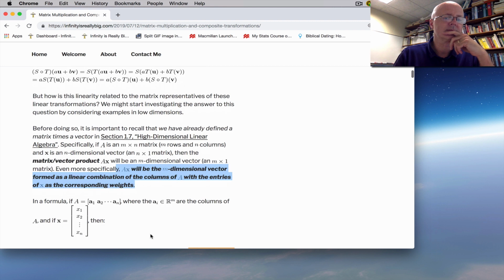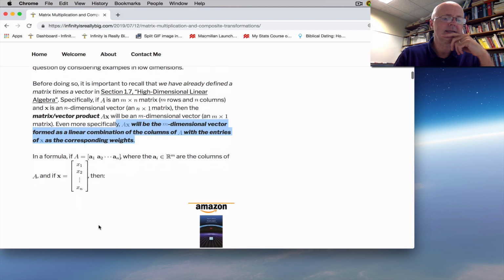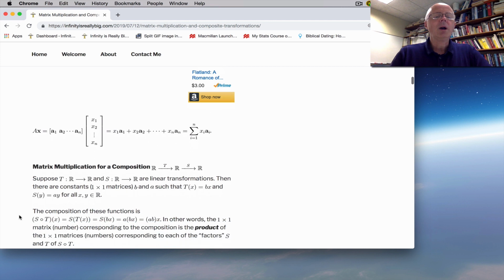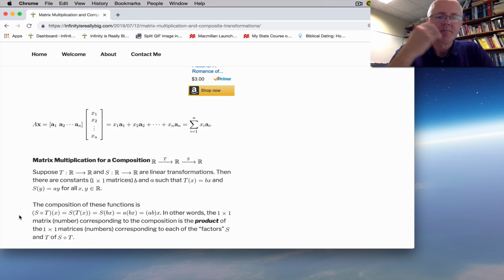In a formula, if these are the columns of capital A and these are the entries of boldface X, this is the formula. Linear combination. Columns of capital A are these vectors boldface A1, boldface A2 through boldface AN, with the entries of boldface X, these unbold-faced x's, as the weights in front of the vectors. You can write that with sigma notation as well. Okay. What comes next, I mostly want to skip over because I want to get to the main definition. However, you should not skip over it in reading.